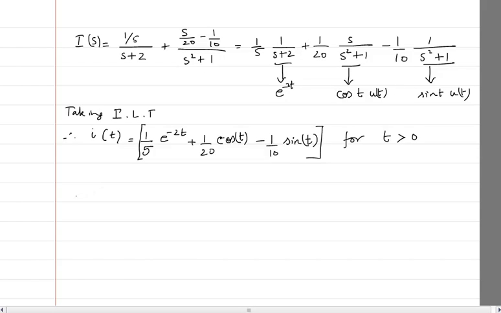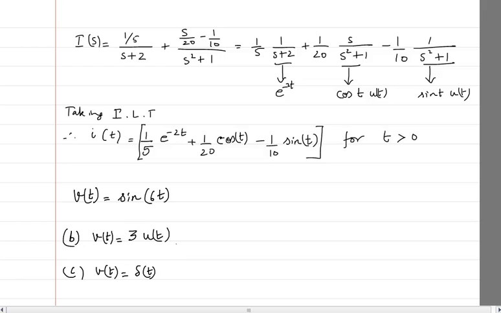Similarly, I want you to find out what will be the case for V of t equal to sine. This was cos, isn't it? So find out what happens when sine of 6t comes into play. This I will give as tutorial today. Also for the second case B, find out what happens when V of t is equal to, let's say, 3 u of t, and similarly C, when V of t is equal to delta t. I will be giving these as today's tutorial.